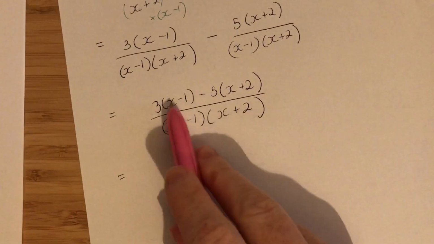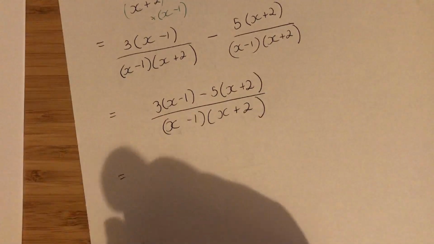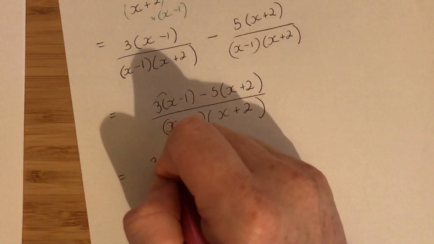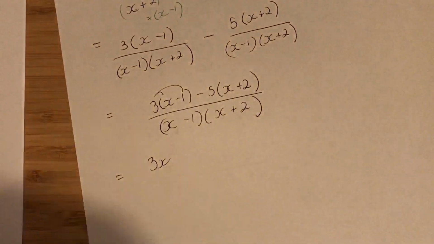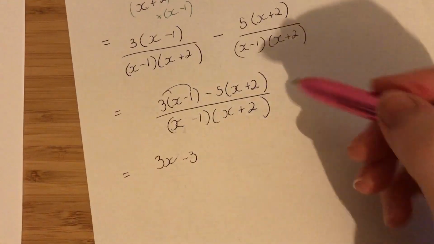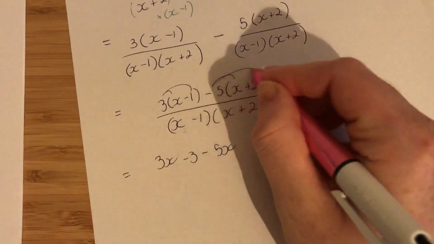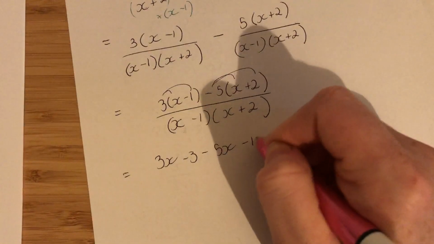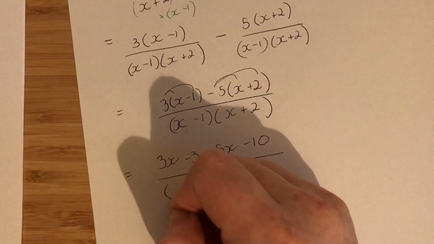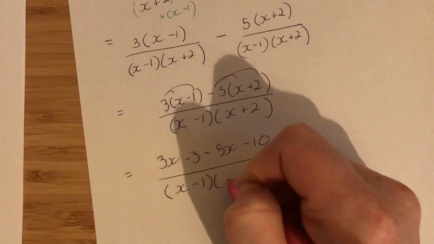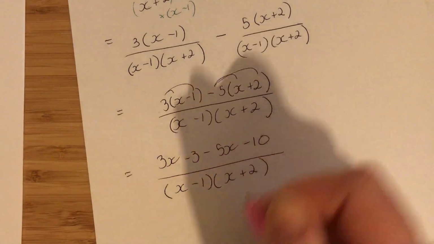On the next line, we're going to multiply out the brackets on the numerator to see if we can simplify. So 3x minus 3. And this is where you just have to be careful. Remember, it's minus 5 times x. But it's also that minus 5 times the 2, so it's a minus 10. Over x minus 1, x plus 2.